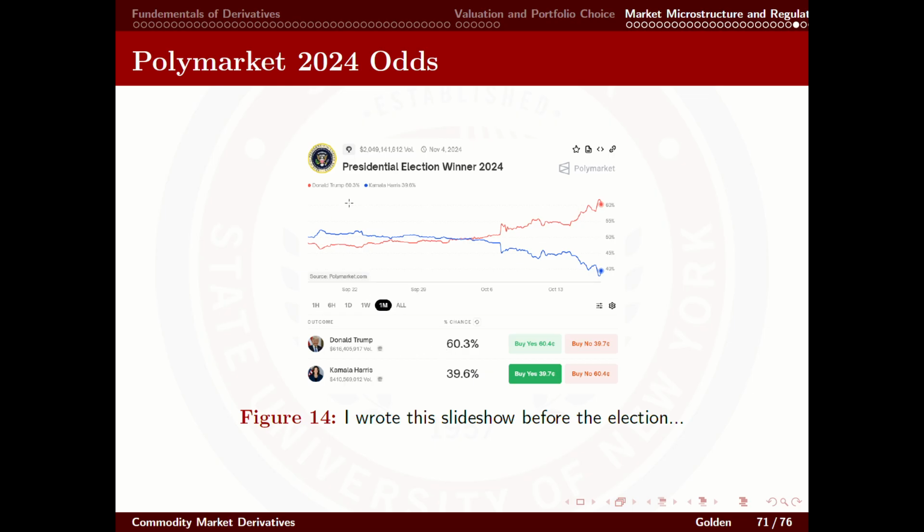Here's the prediction market. I believe this is Polymarket. Yeah, this is Polymarket right there. You have 60.3 and 39.6. When I wrote this, I didn't know who was going to win in the election. Now I do. But one interesting thing is you're buying the contract for 60 cents or 39 cents, and you're getting $1 if it happens. And some people argue, well, this is the probability. Well, it can't be the probability because 60.3 plus 39.6 is greater than 1.